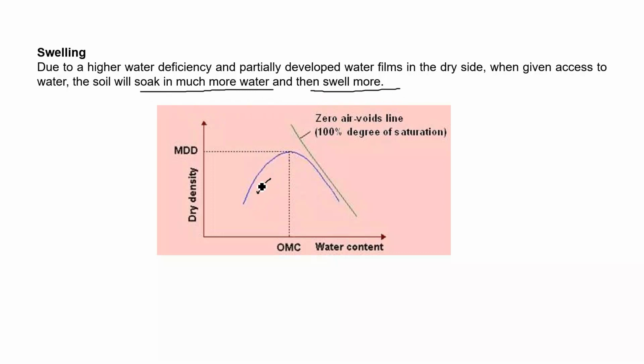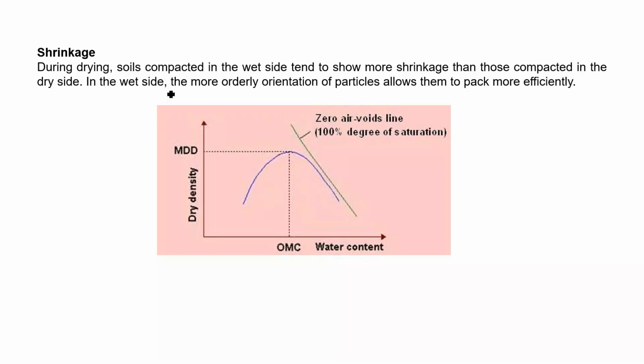Now, if we see the shrinkage characteristics of the soil, then during drying, the soils compacted in the wet side tend to show more shrinkage than those compacted in the dry side. In the wet side, the more orderly orientation of particles allows them to pack more efficiently.